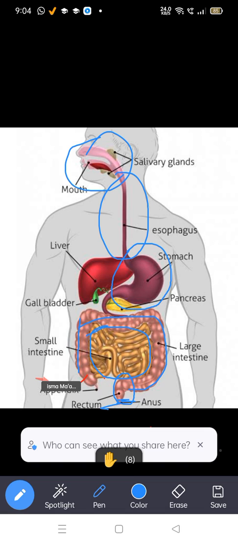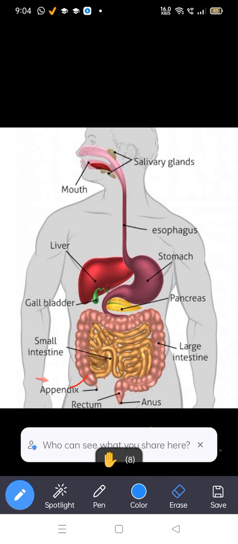Now let's start with the mouth. Here this is the mouth. Okay.